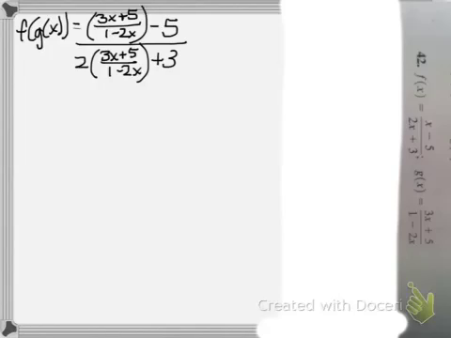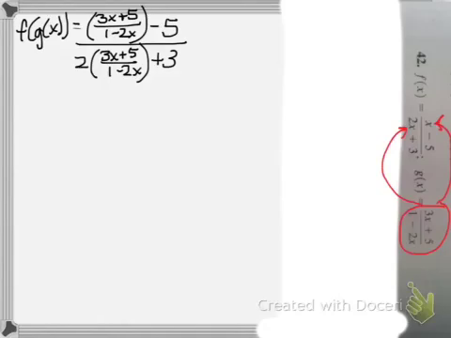So you're doing f of g of x, and you're taking g of x and plugging it in for f of x. I assume you know how to do that, but if not, just really quick. We're taking this g of x and plugging it in where x is on the top and on the bottom. So we end up with 3x plus 5 over 1 minus 2x, minus 5, over 2 times 3x plus 5 over 1 minus 2x, plus 3.